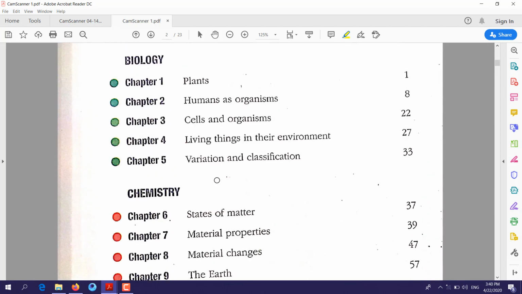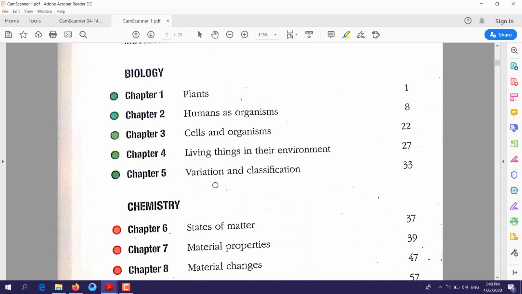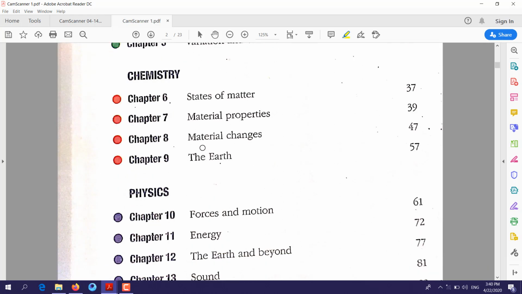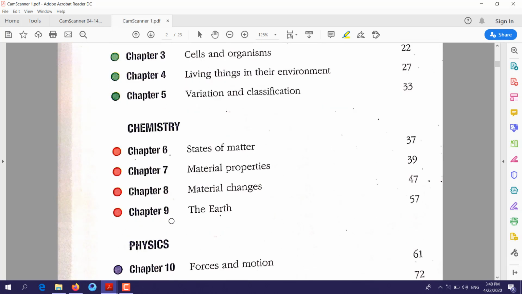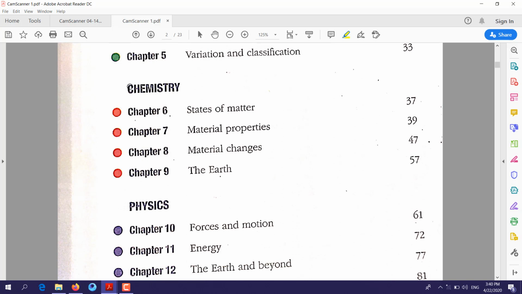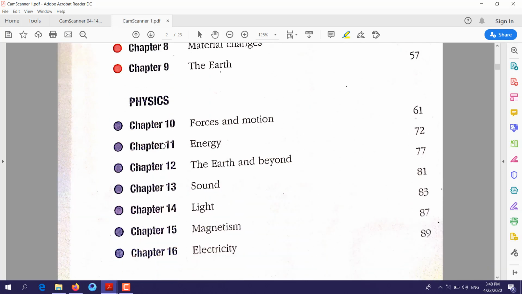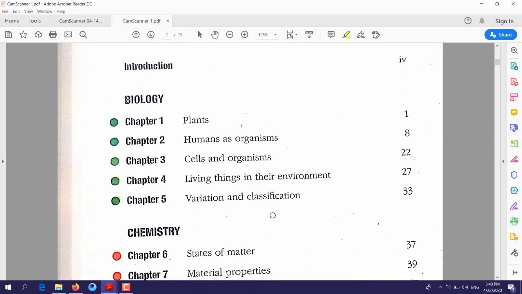This book, we will spend the next 2 weeks reviewing. The first week, this week, we will finish the first part, which is about biology and some of the chemistry. In the second week, we will continue the chemistry and also we will finish the physics. So it will take 2 weeks to finish this book. Now, the first part of this book, biology, will include 5 chapters.